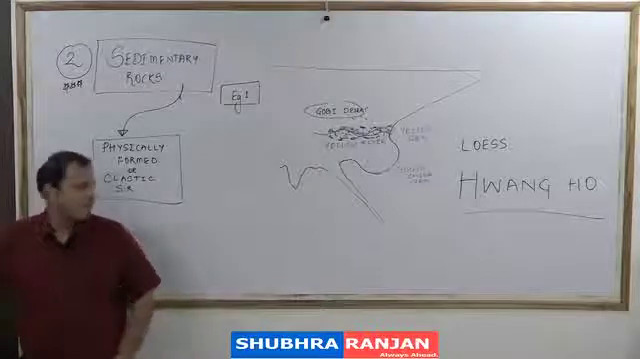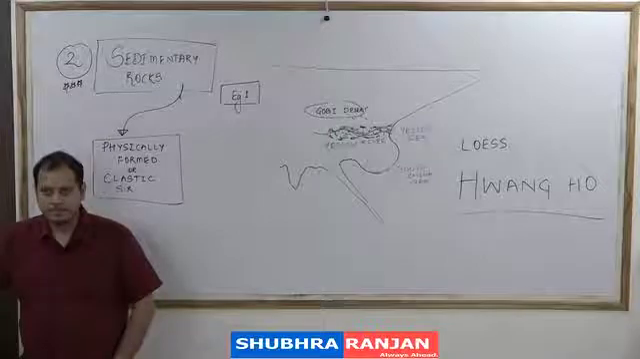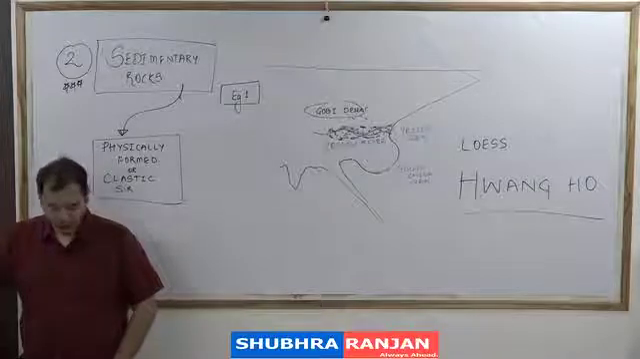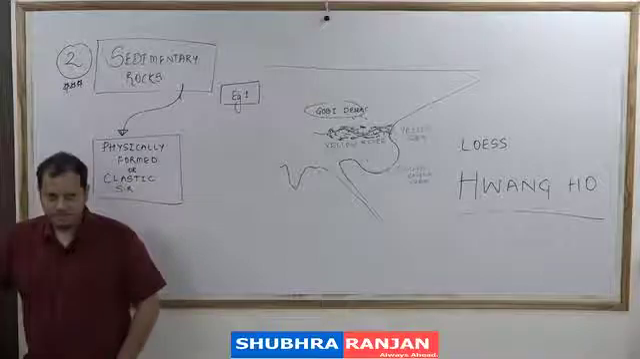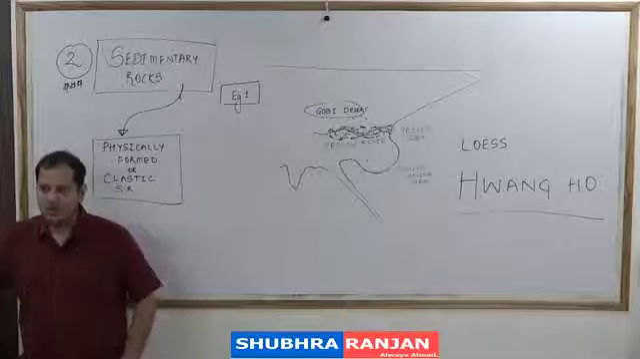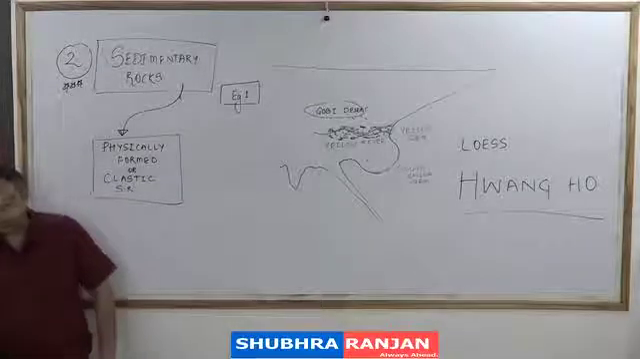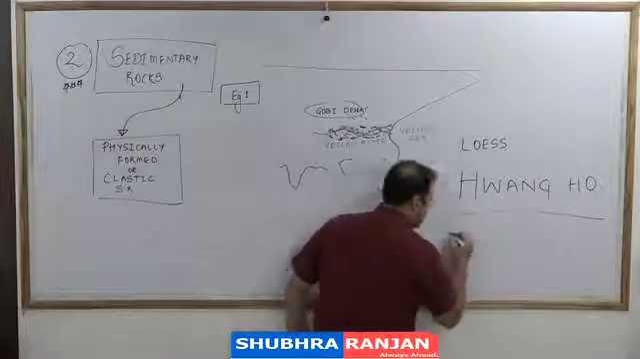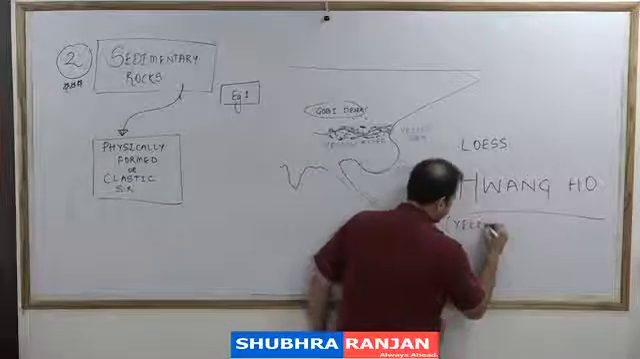flooding, shifting of the course, and is known as the sorrow of China. What is the other name for Wang Ho? Yellow River.